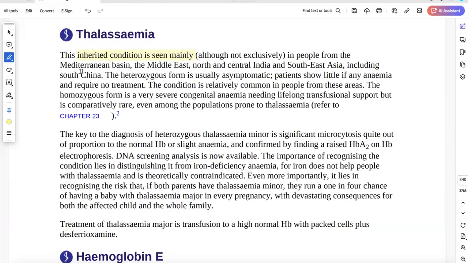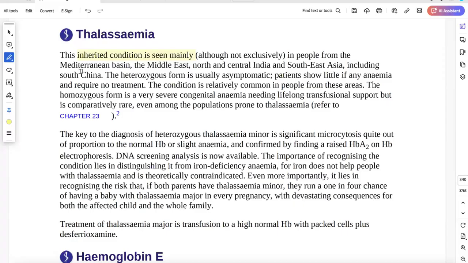Now, thalassemia is a vast topic. If you're from an Asian country, you know that there is a lot of thalassemia there, and we used to read a lot in our medical universities about thalassemia, right? Because it is very common. But in Australia, I have never seen a thalassemia patient until now. So you can understand how rare it is.